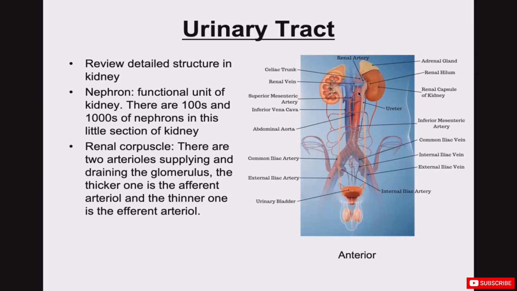Here we're again looking at abdominal aorta. And if you remember, we had the celiac trunk, superior mesenteric artery, and inferior mesenteric artery here. At the ileum level, we have the common iliac artery and vein, artery in red, vein in blue, and they become internal and external iliac arteries in red and veins in blue.